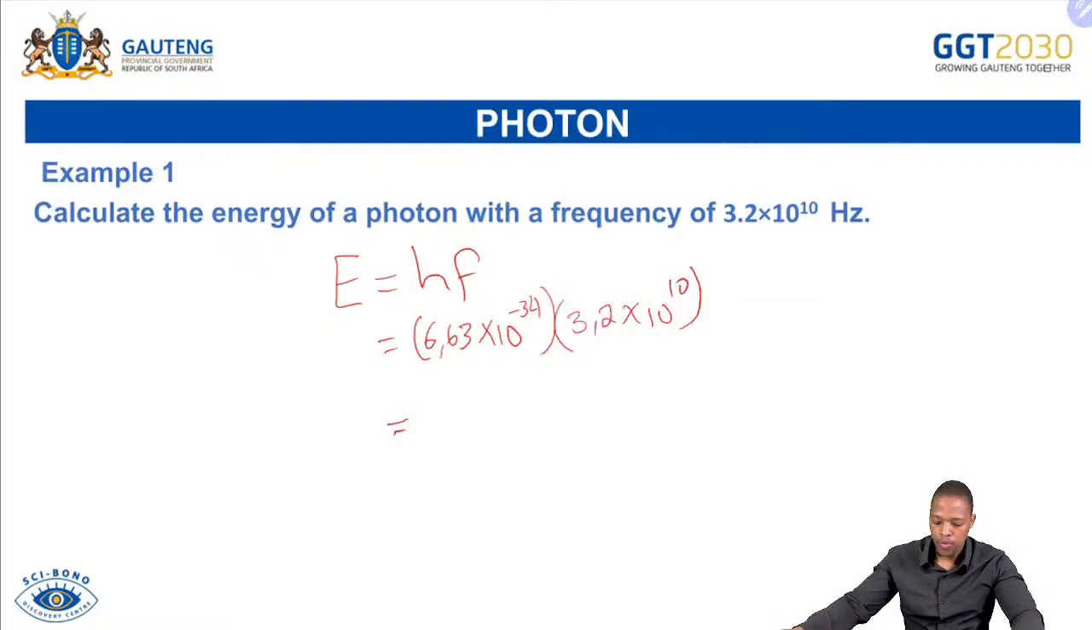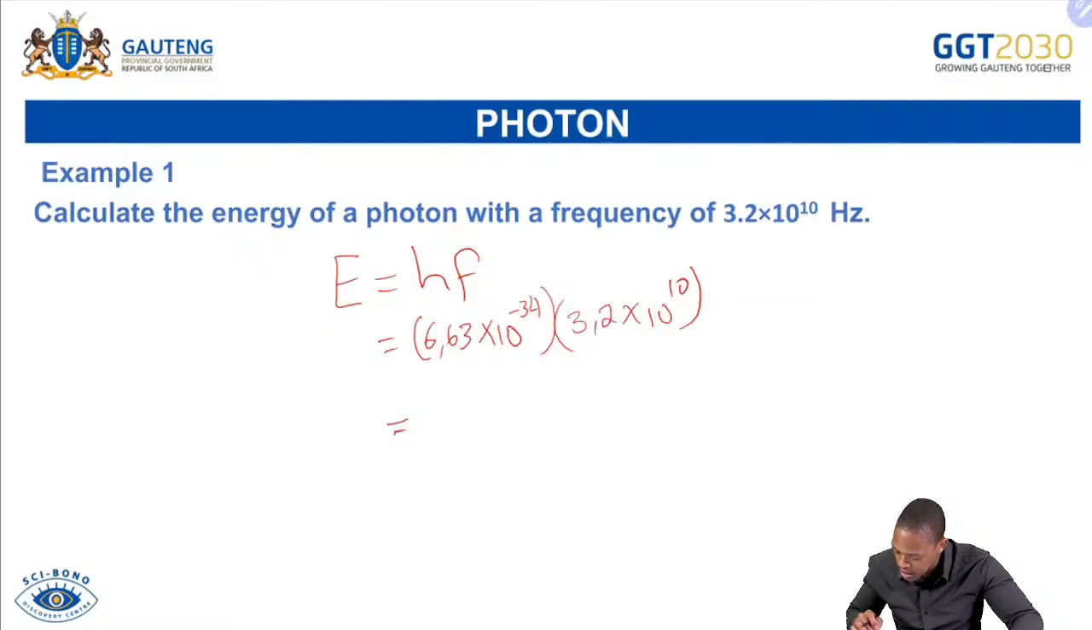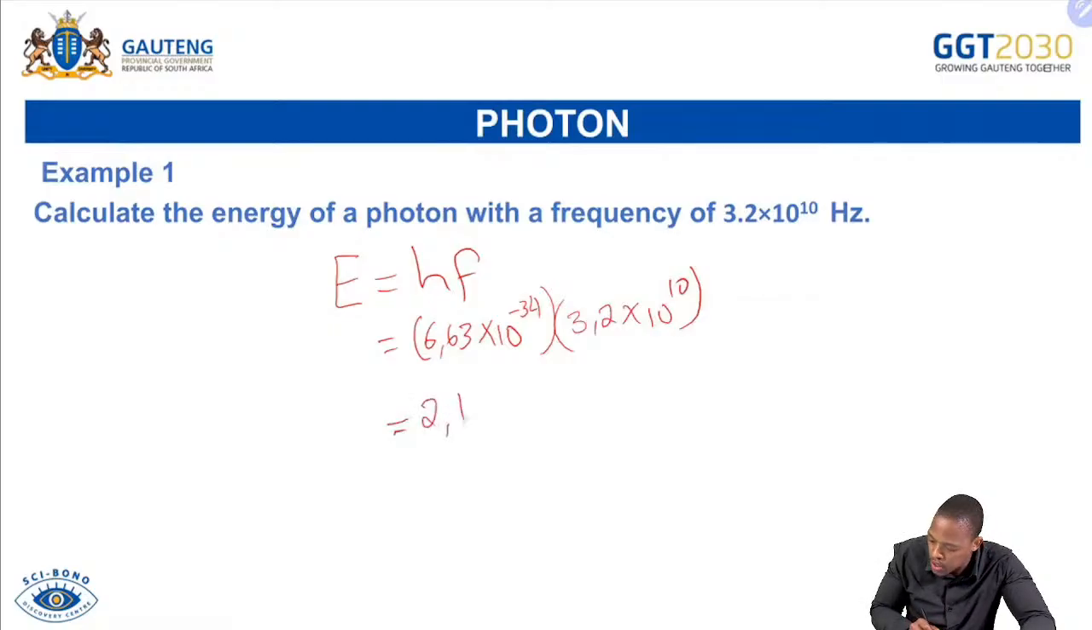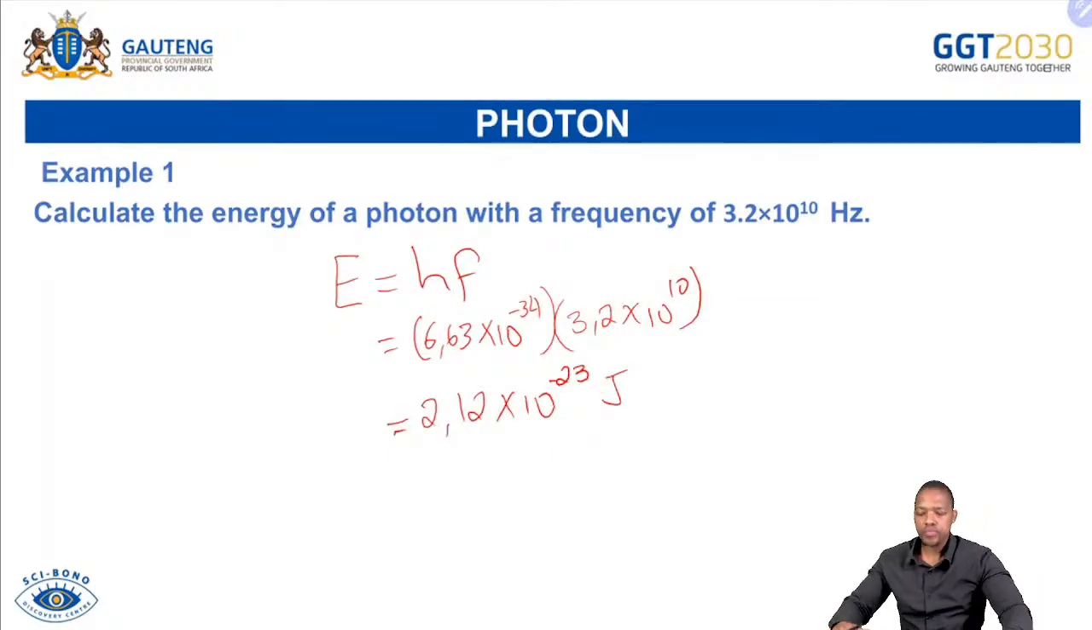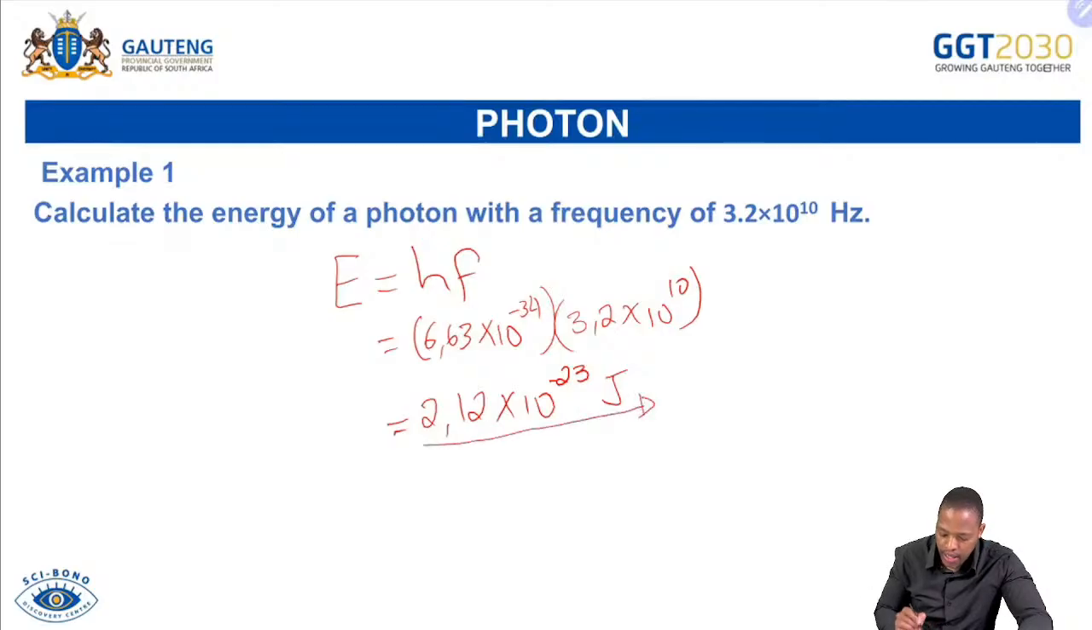What is the energy of this photon? The energy of the photon is going to be 6.63 times 10 to the power of negative 34, multiplied by 3.2 times 10 to the power of 10, and then we should get that the energy is 2.12 times 10 to the power of negative 23 joules. 2.12 times 10 to the power of negative 23 is the energy that this photon has.